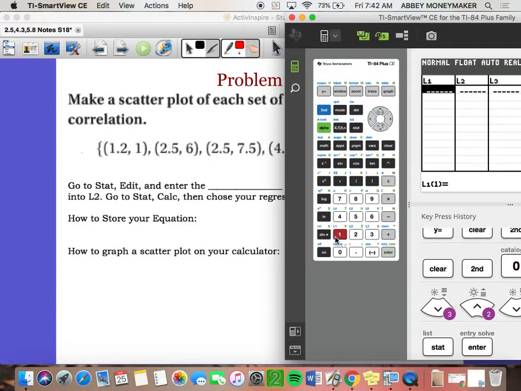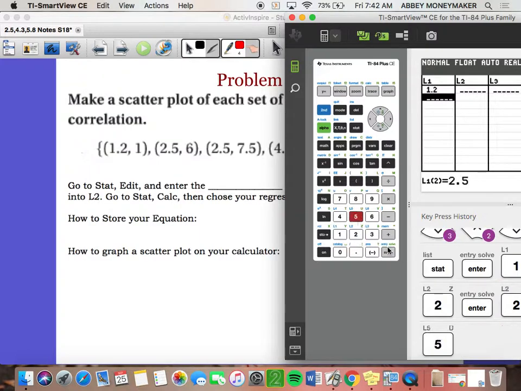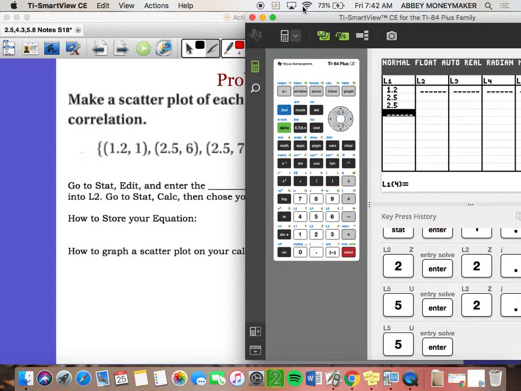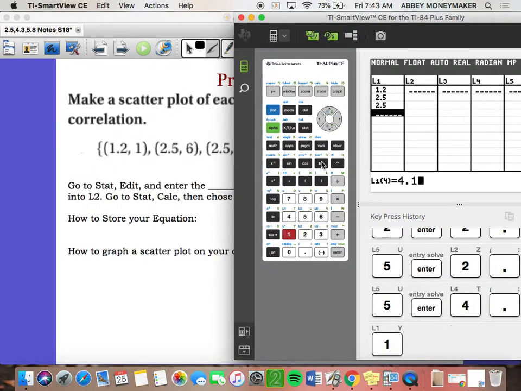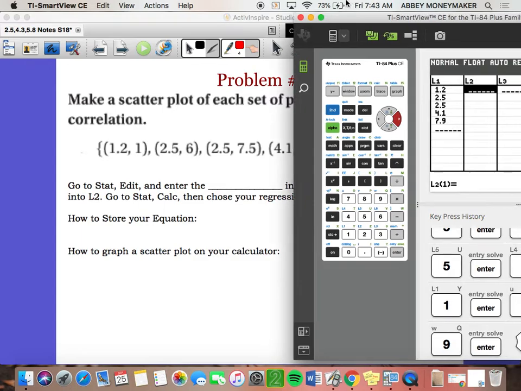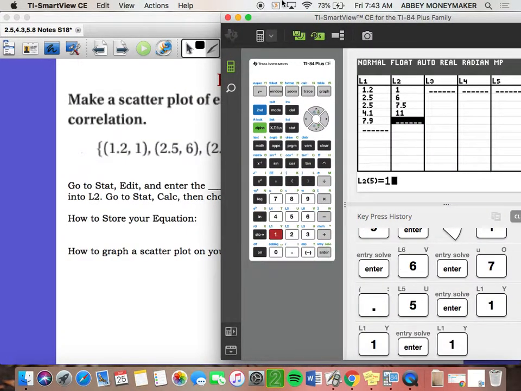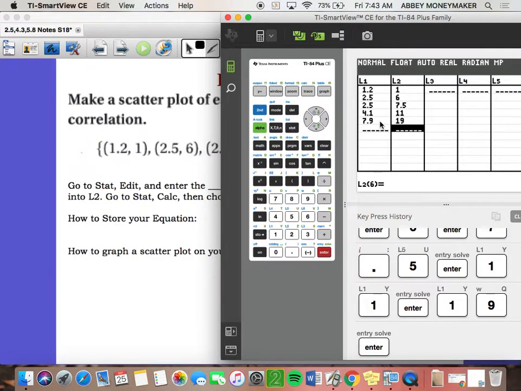So for my X values, I have 1.2, 2.5, another 2.5, 4.1, and 7.9. Okay. Now in L2, we're going to enter in our Y values. So we have 1, 6, 7.5, 11, and 19. So we want to make sure we have the same amount of X's as we do Y's, and we are good.